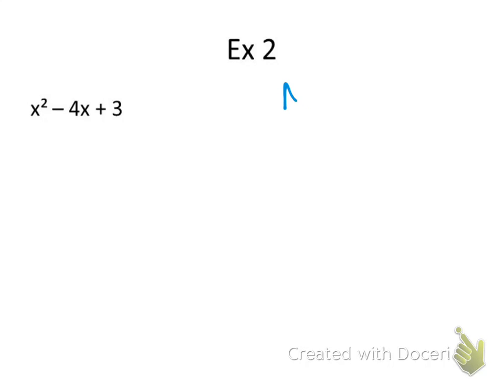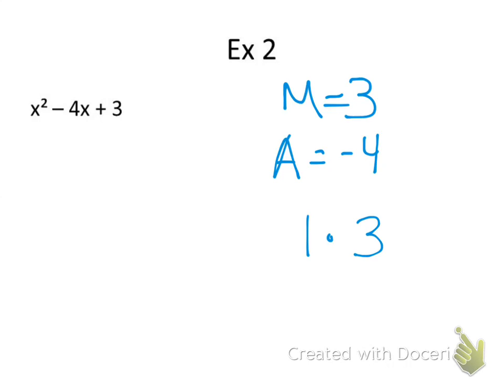Alright, what's my M? 3. What's my A? Negative 4. The only way to multiply to a positive and add to a negative is if they're both negative. There's only one way to multiply and get a 3, but we just said they both need to be negative. Does negative 1 plus negative 3 add to negative 4? Yeah, so this one's pretty easy because there's only one option. This is going to be x minus 1, x minus 3.